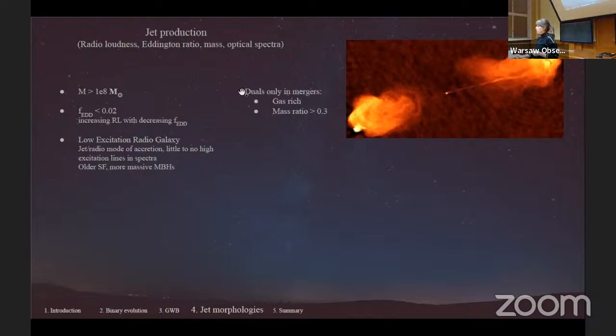In case of duals, we have another condition. Then the dual needs even more gas in the system. So we take into account only the gas-rich galaxies and higher mass ratios, so that our smaller black hole doesn't lose its accretion disk through the whole evolution process.